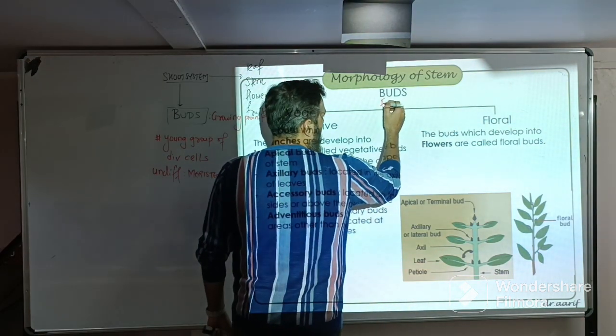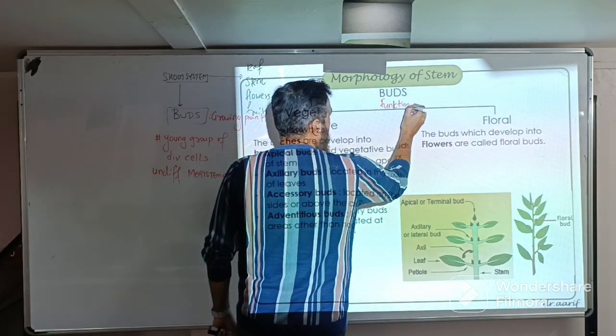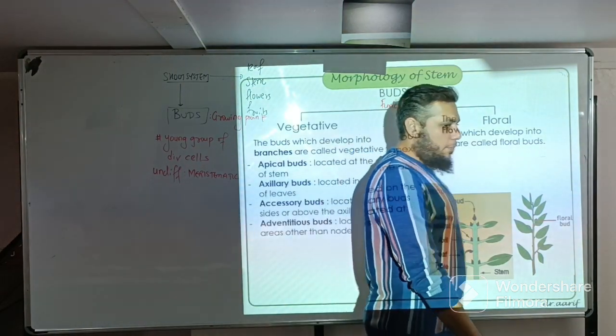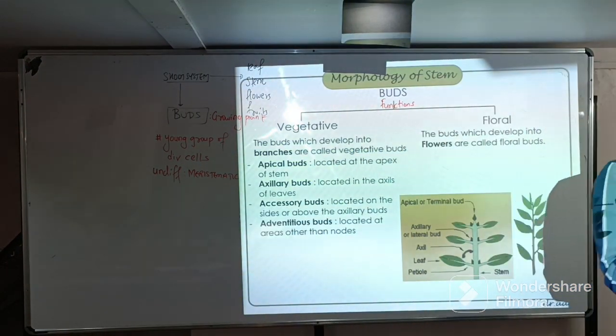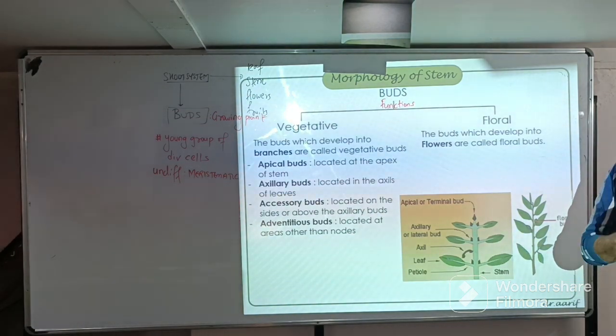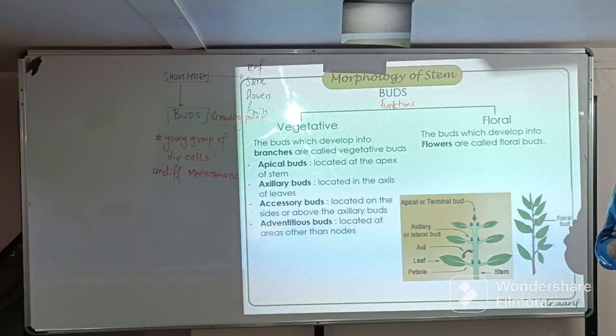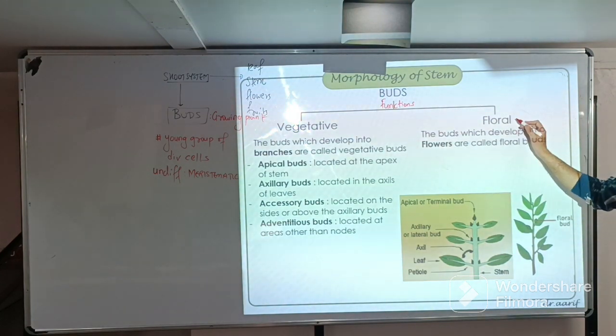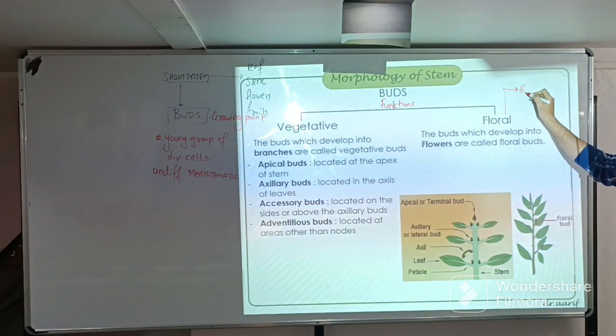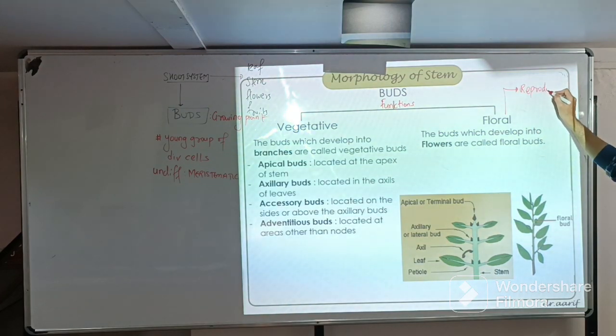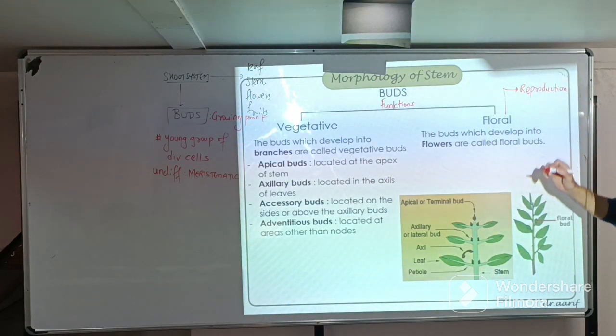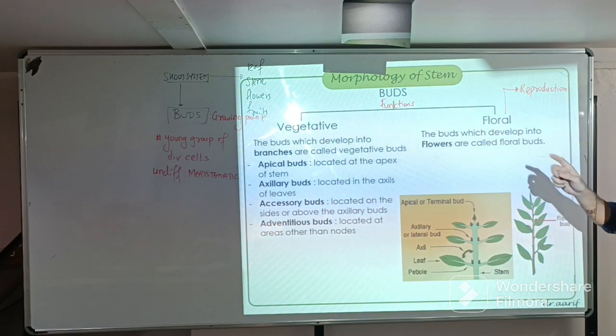Depending upon their functions. If the bud helps in the formation of flowers, it will be called as a vegetative bud or a reproductive bud? Reproductive bud. Yes, such a bud is called as a floral bud because floral bud helps in what, children? Reproduction.